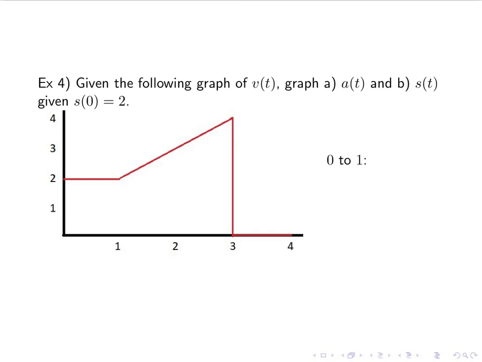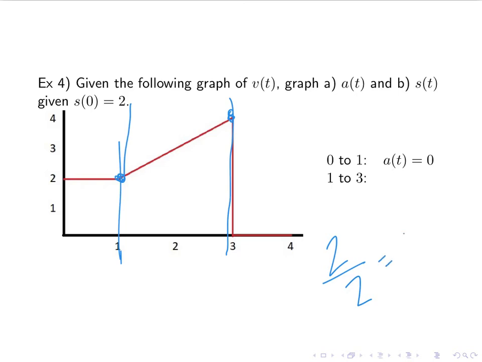We're going to break it down to between 0 and 1. We have that horizontal line, and again, the slope of a horizontal line is 0. So A of t is 0. From 1 to 3, we've got this nice increasing line. So again, the derivative is the slope. We're starting at 1, 2. We're ending at 3, 4. So that is a vertical change of 2, going from 2 to 4, and a horizontal change of also 2. So I'm getting that the acceleration is 1.